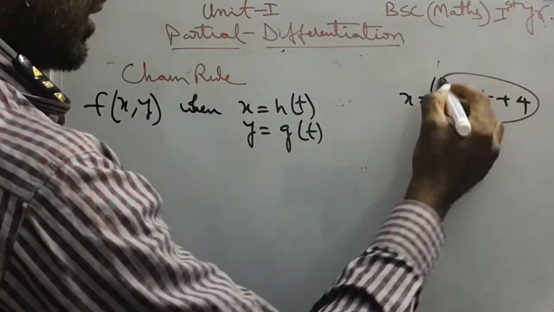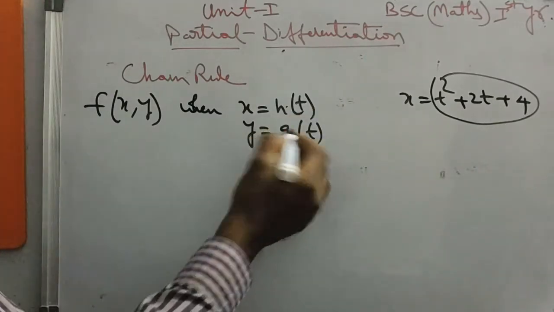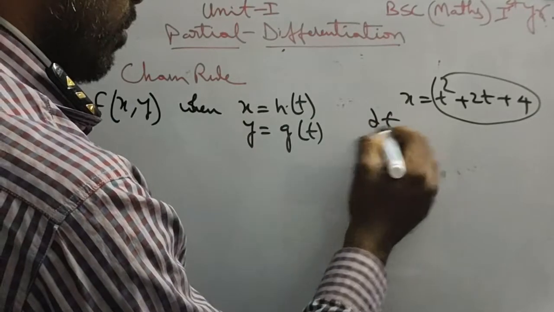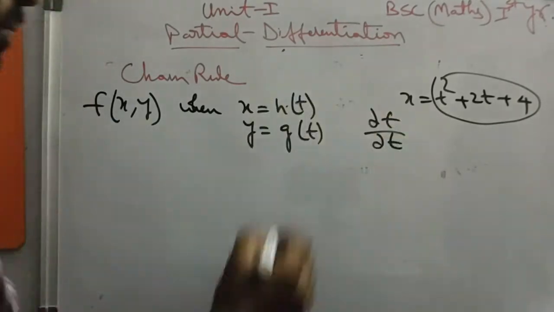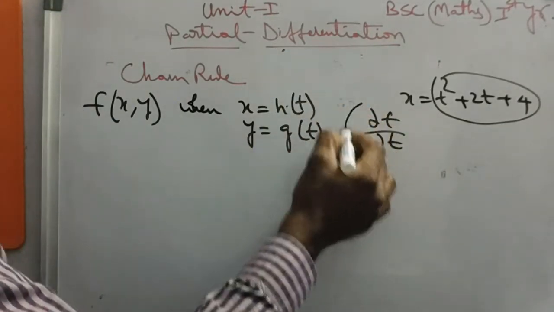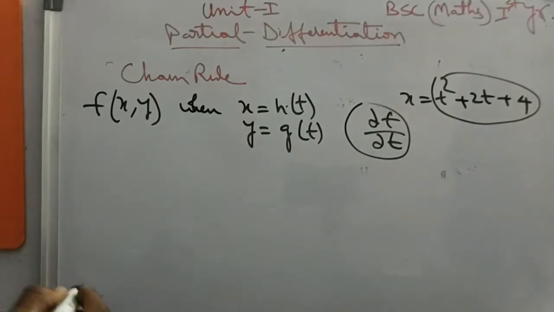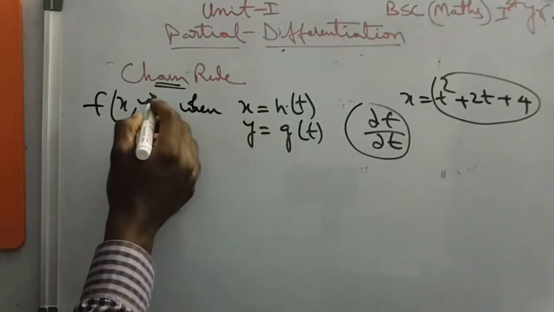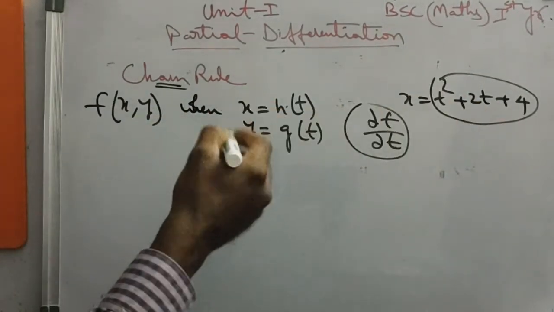x is in terms of t, and similarly y is in terms of t. How do we find dou f by dou t? How will we write dou f by dou t? You have to remember the chain rule here. There is an easy way to remember it. See here how to write it.